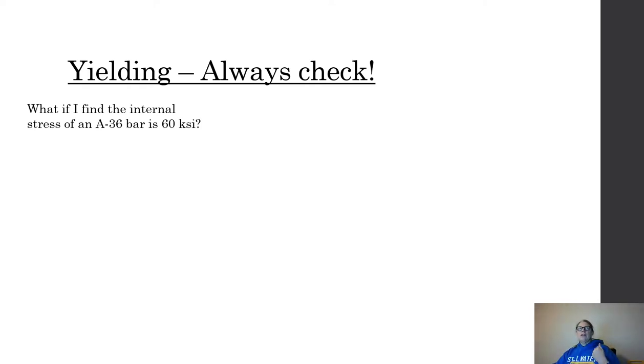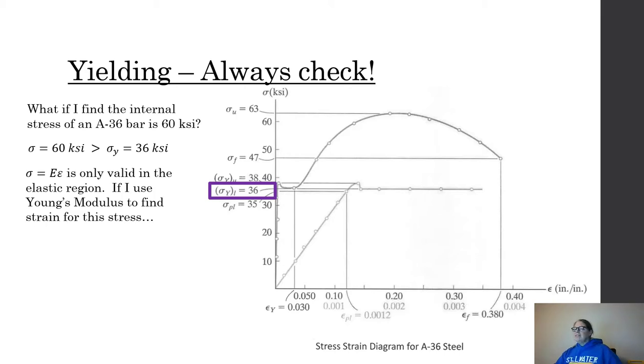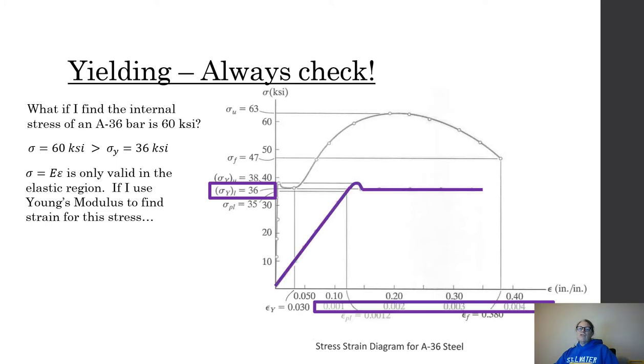So what if I find the internal stress of an A36 bar is 60 KSI? We should know that for an A36 bar, the yield stress is 36 KSI. That's where we leave the elastic region. So if I have 60 KSI, it is greater than 36 KSI. It has yielded. We can only use stress equals E times strain in the elastic region.